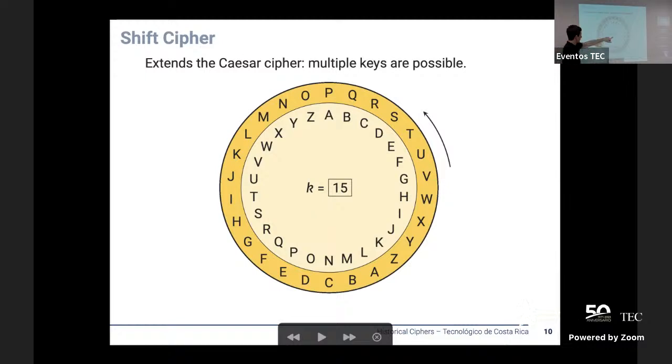But something to realize is that once we go beyond 26, because there are 26 letters in the English alphabet, then we wrap around again, also with the key. So actually, there are only 26 possible keys. 26 is the same as no change. So key 0 is the same as key 26. Key 1 is the same as key 27.